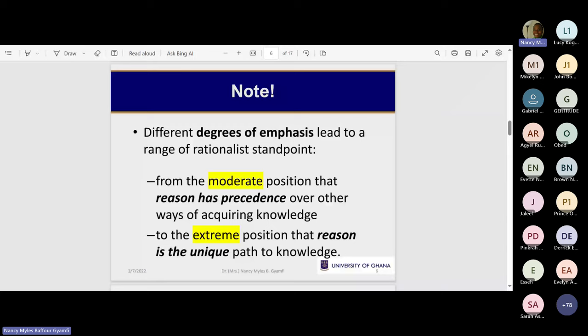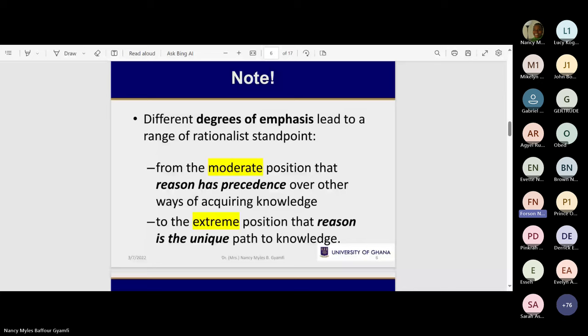Note. Different degrees of emphasis lead to a range of rationalist standpoints. From the moderate position, that reason has precedence over other ways of acquiring knowledge, to the extreme position, that reason is the unique path to knowledge.